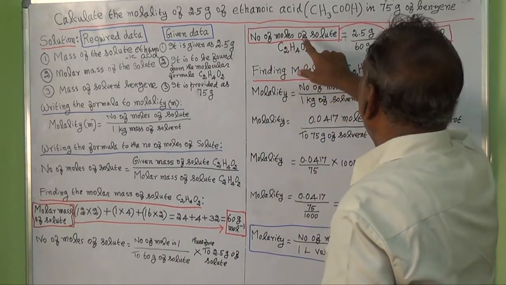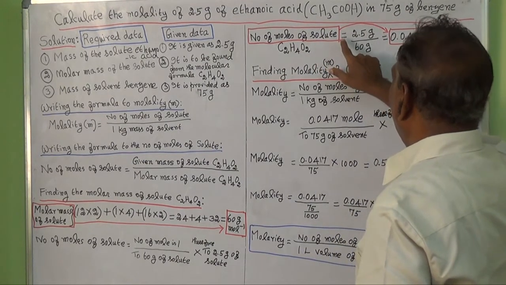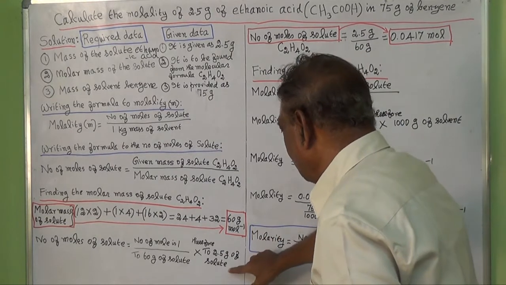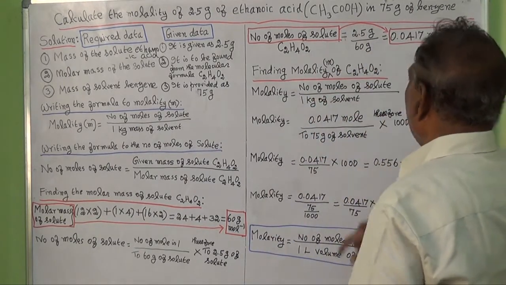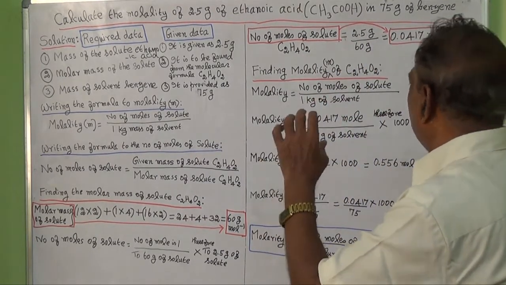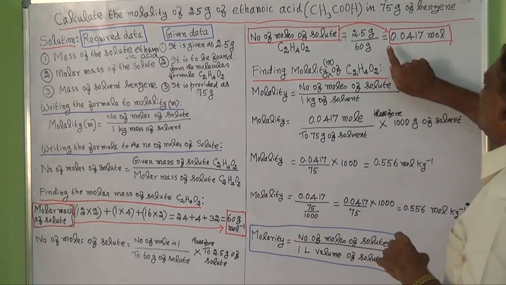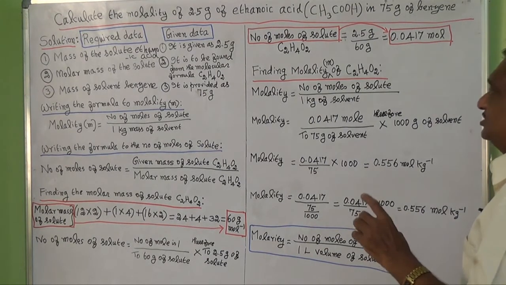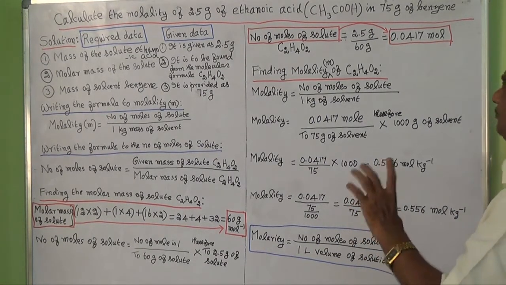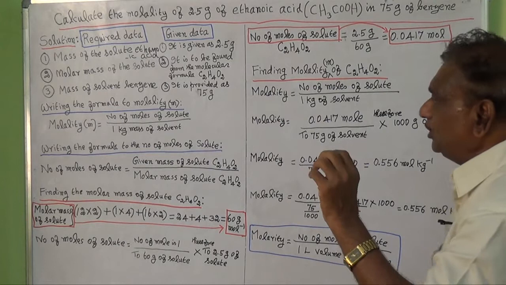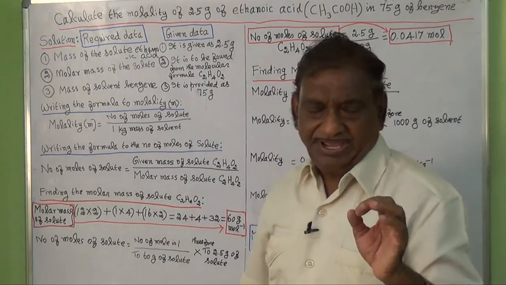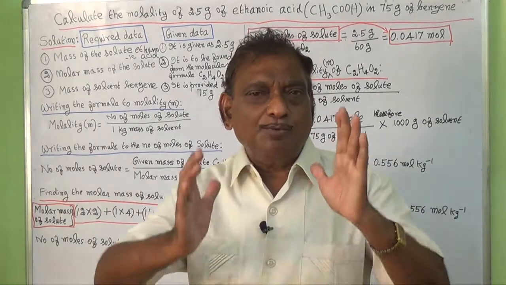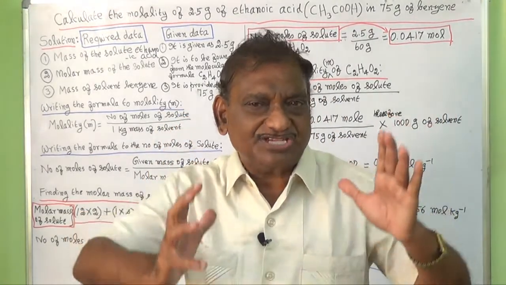Then the number of moles of the solute equals 2.5 gram by 60 gram. From this equation I am writing this. If we divide 2.5 by 60, we will get 0.0417 mole. This is the number of moles of the solute. Now in our hands, we are having the detail of number of moles of the solute ethanoic acid.